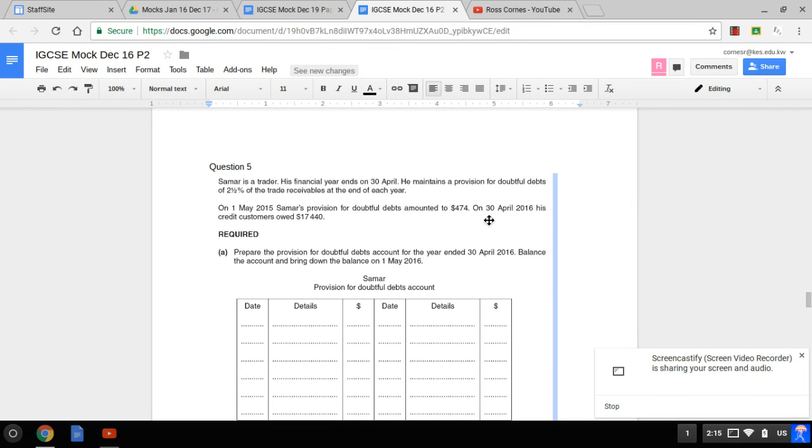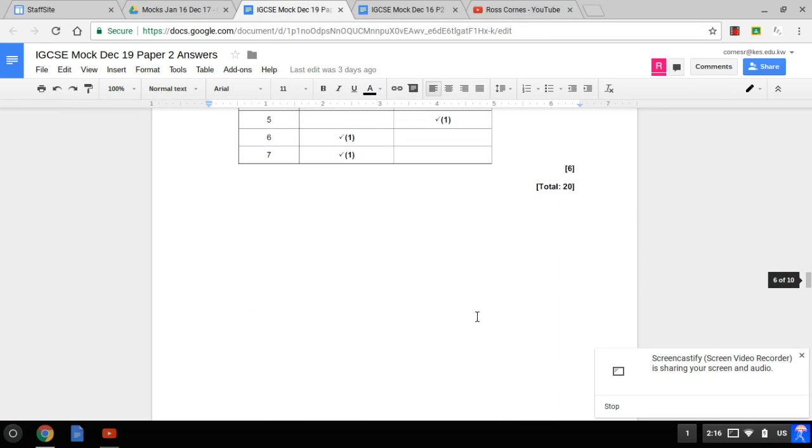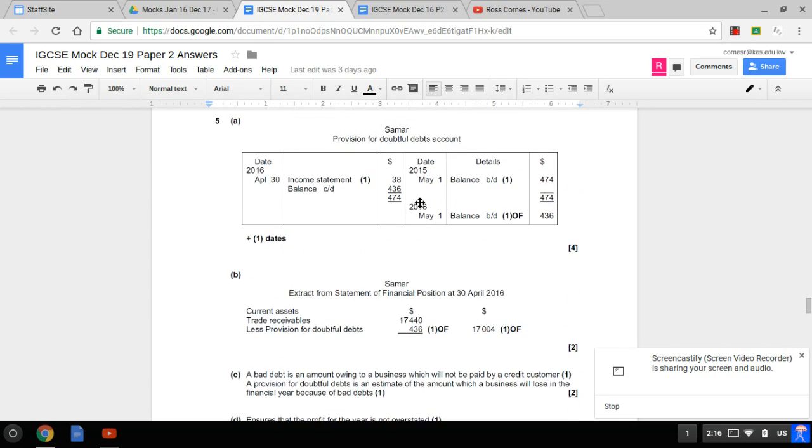You were told what the opening provision was. Provision's got an R in it, goes on the right hand side, or the credit side. Credit has an R in it, so whatever way, the 474 goes on the credit side. And the credit customers owed the business 17,440 at the end of the period, and there were no bad debts in there, so 2.5% of 17,440 would give you 436.